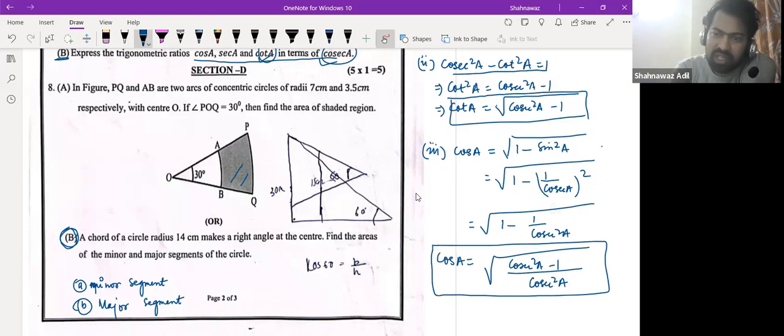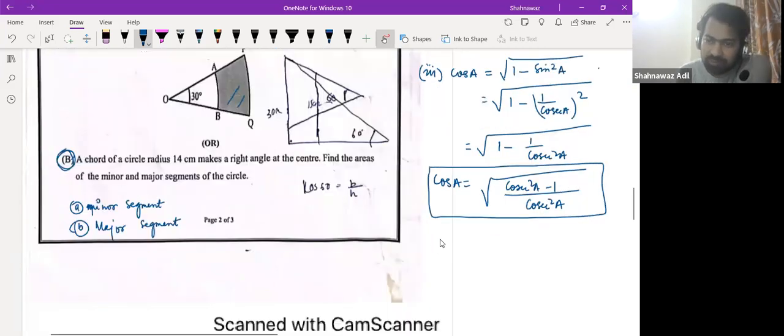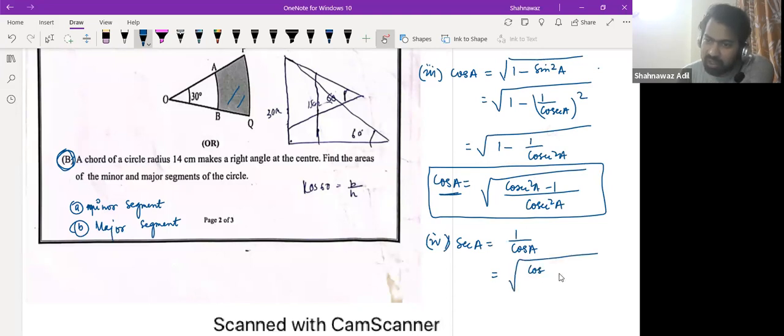So what is the reciprocal of cos A? Cos is sec. So sec A would be 1 by cos A, right? This would be the reciprocal of this thing. So this is cosec A by root of cosec square A minus 1.